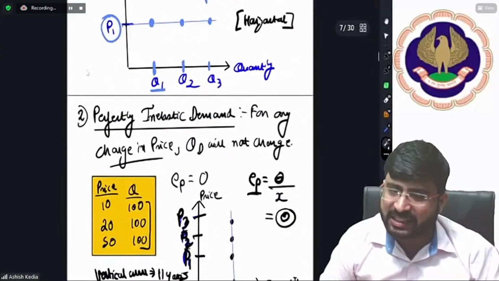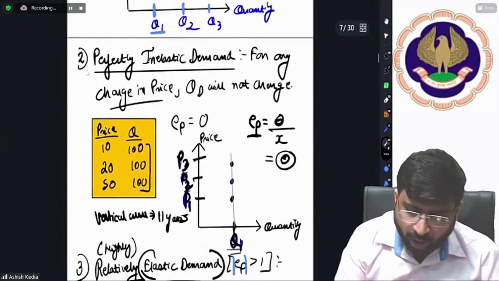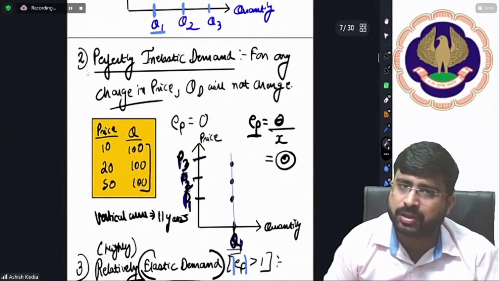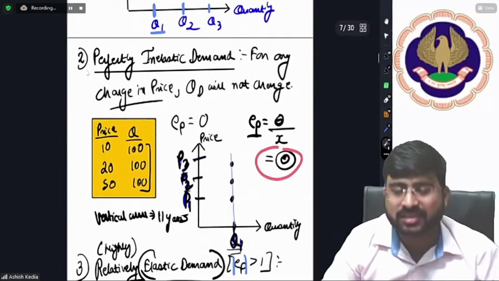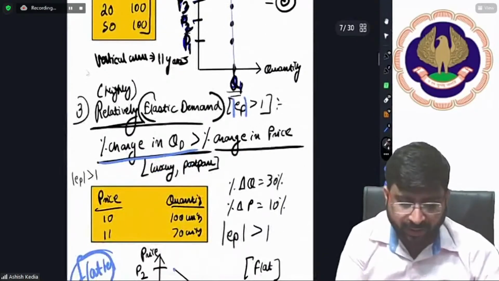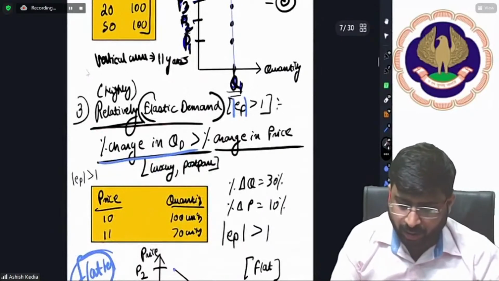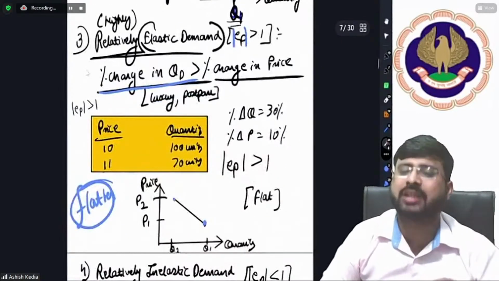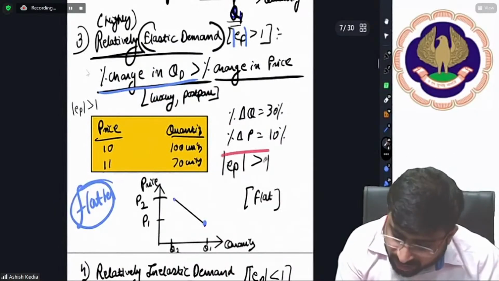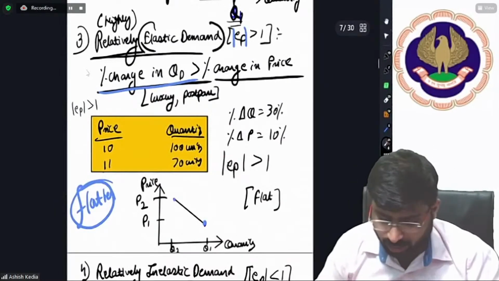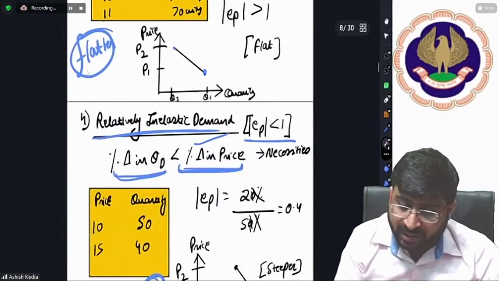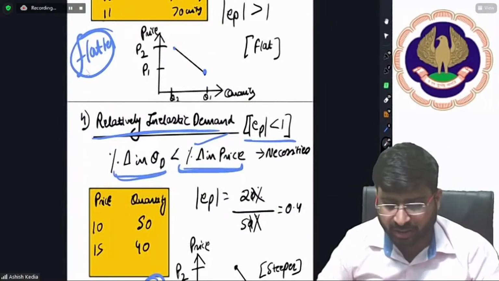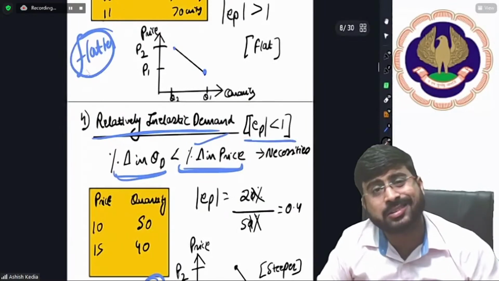Here in perfectly inelastic demand, price was changing, quantity was constant. It is a vertical curve parallel to y-axis. The value of elasticity here is 0. When we talk about relatively elastic demand, here the value of elasticity is greater than 1. Percentage change in quantity is greater than percentage change in price here. If we talk about relatively inelastic demand, here percentage change in price is greater than percentage change in quantity. So the value of elasticity is less than 1.